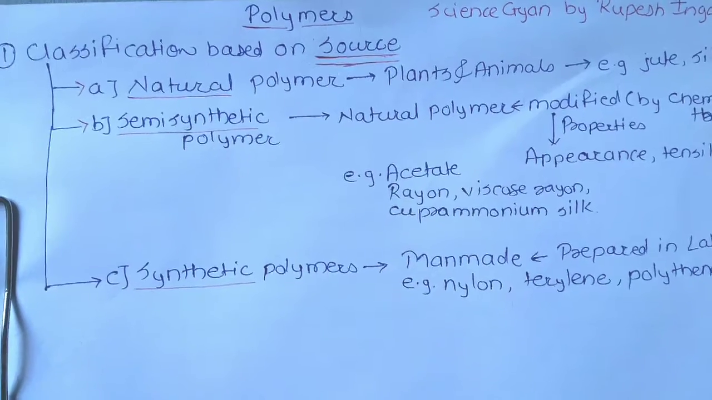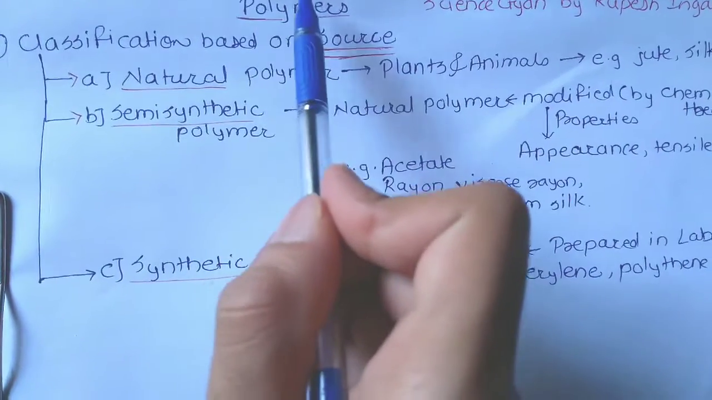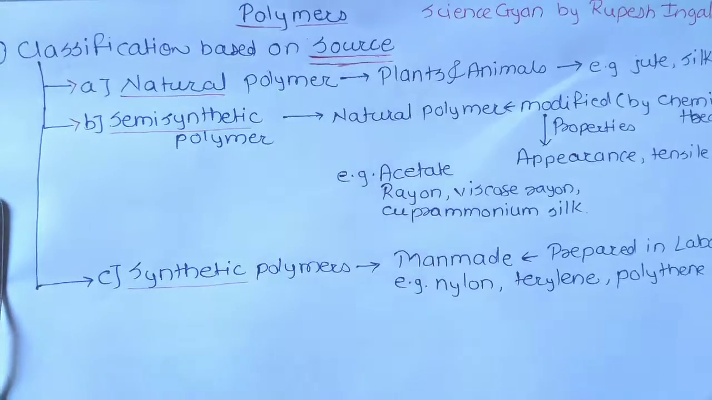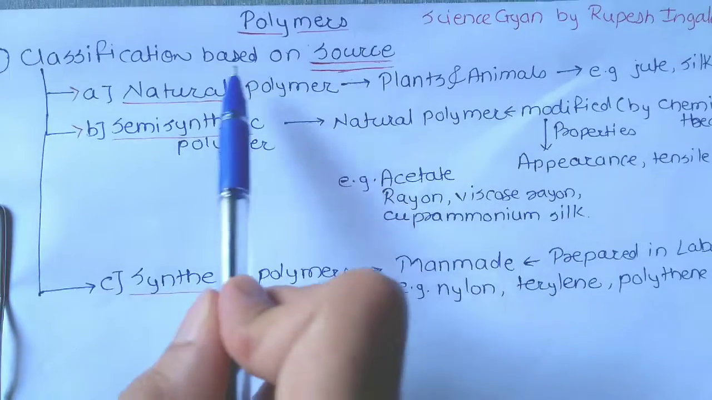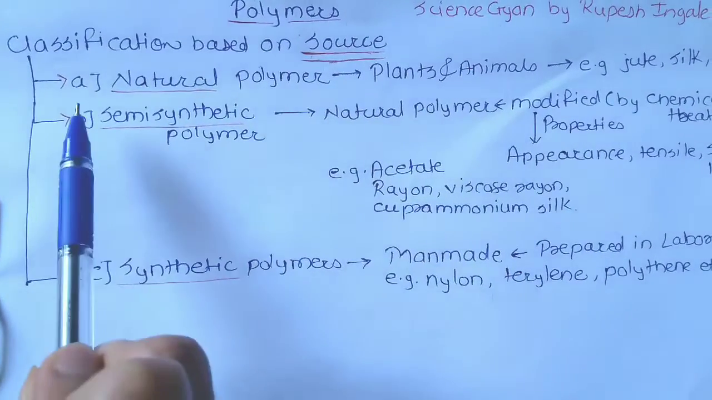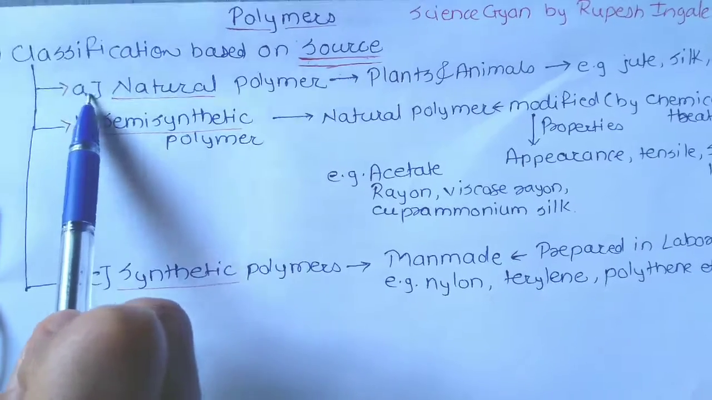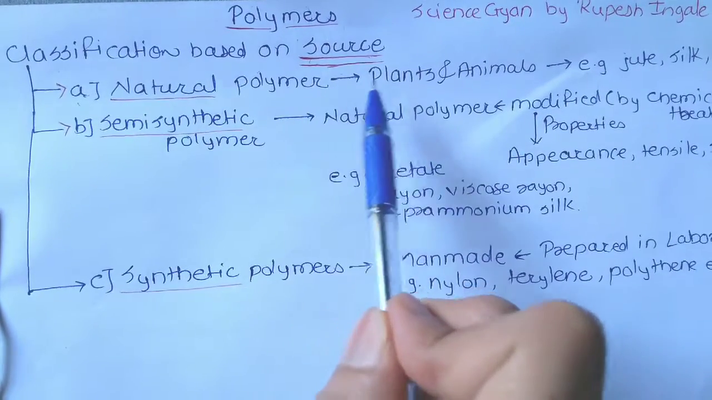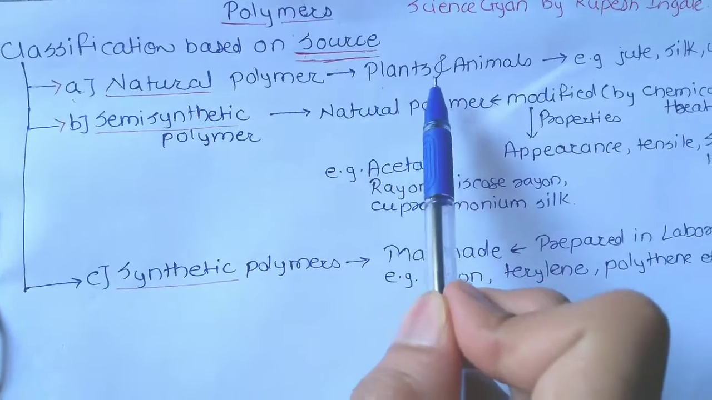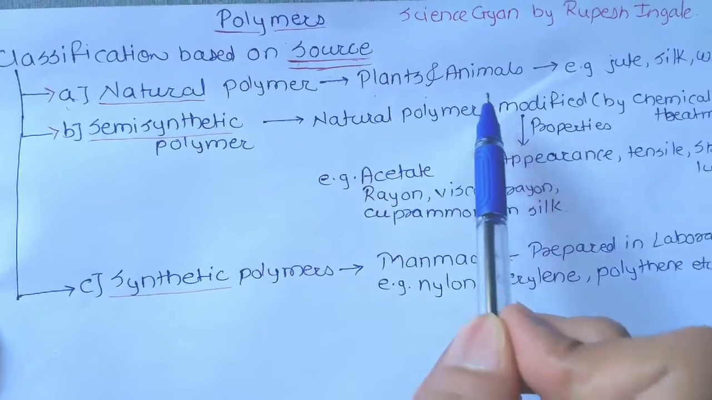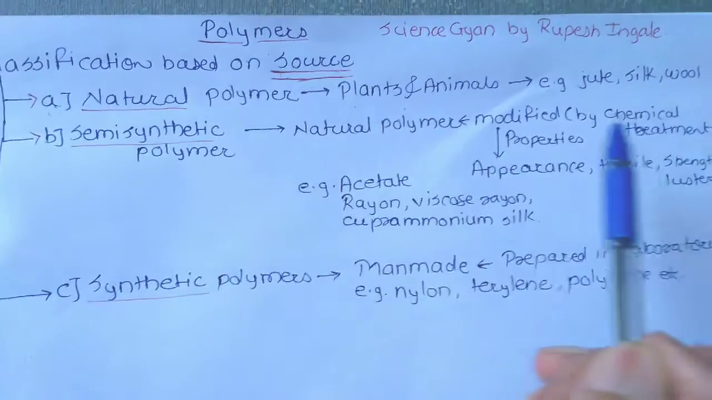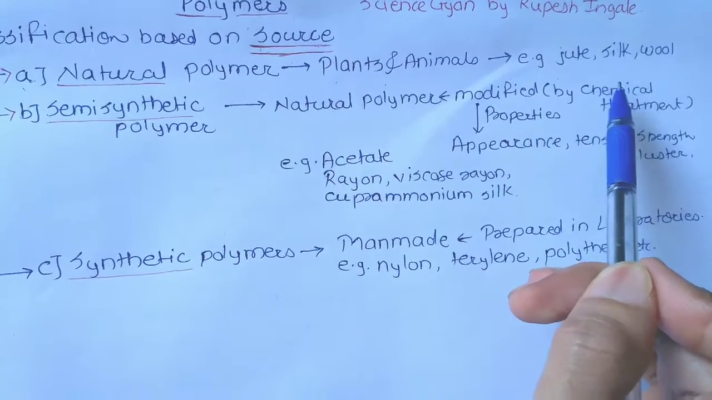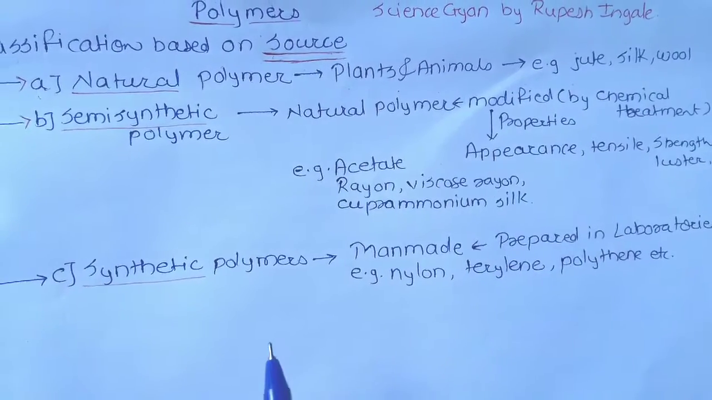Hello student. Now we will see polymers, classification of polymer based on sources. Firstly, based on sources, first is natural polymer. Natural polymer is obtained from plants and animals. Examples: jute, silk, wool, cellulose.